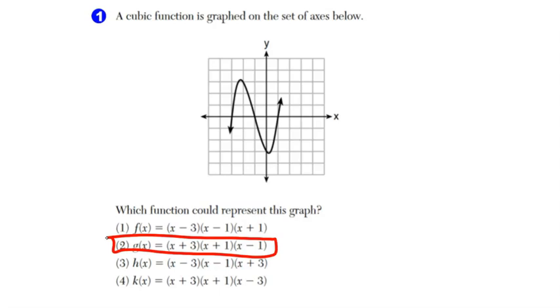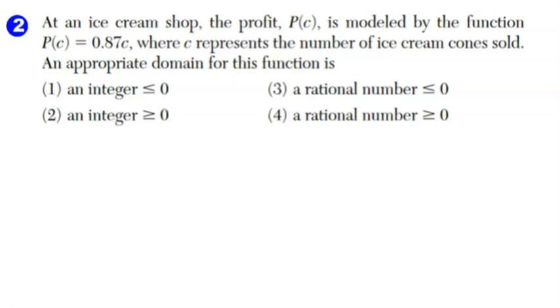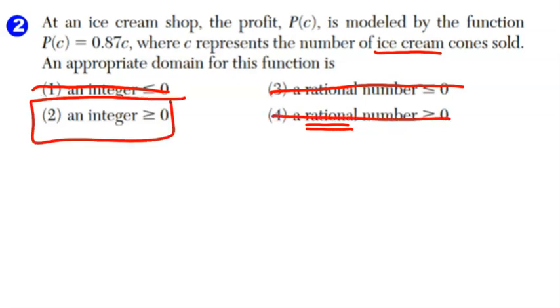Number 2 asks us to model a function where we are selling ice cream cones, and P of C is the profit, and C represents the number of ice cream cones. So if the number of ice cream cones you sell is the domain, then you have to think about what type of numbers those could be. So I can't sell negative ice cream cones, so I can't be less than 0, right? And then I cannot sell partial ice cream cones, so I can't be a ratio. So that leaves us with option number 2.